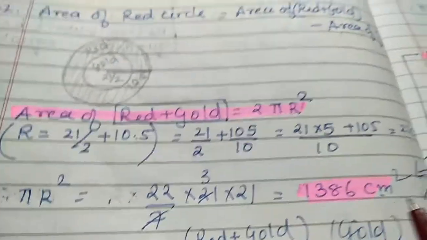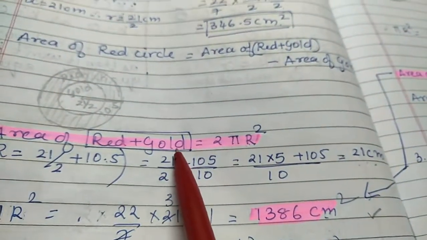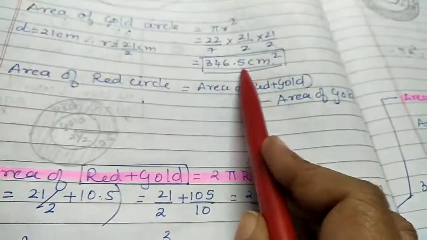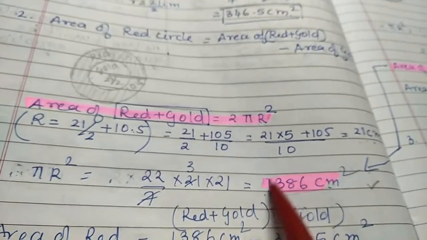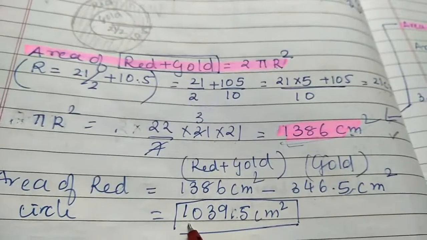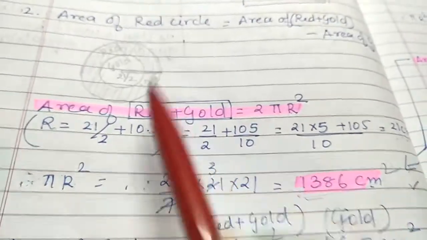area. Okay, so we have to subtract this area of red plus gold, that is this, minus the area of gold, that is this. Okay, so 1386, this complete area minus gold will give you the area of the red circle, that is 1039.7. So this is now the area of red.